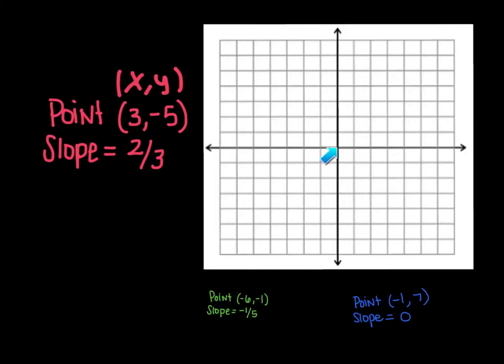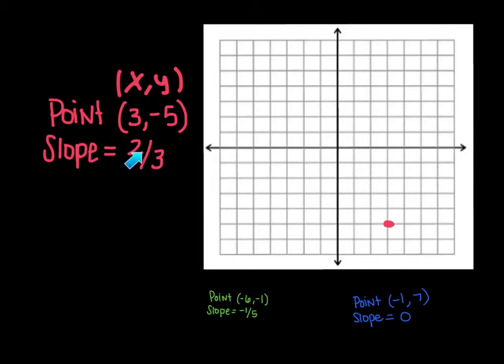which is here, and then I'm going to move to where the x is 3, which is 1, 2, 3 right here, and then to where the y is -5, which is down 5, 1, 2, 3, 4, 5, and I'm going to put a point there. And now that I've plotted that point that I've been given, I'm going to use my slope.